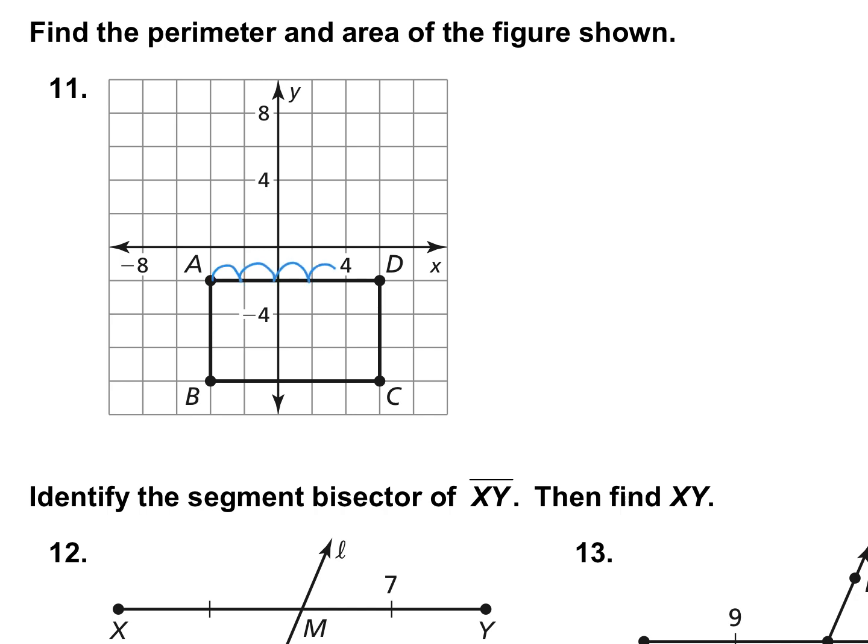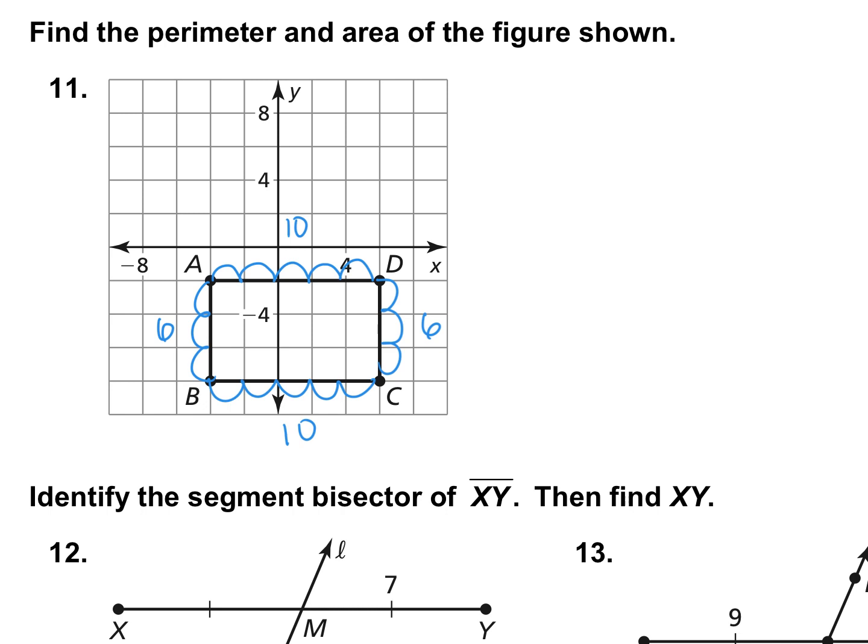2, 4, 6, 8, 10. I have 10 units on the top. 2, 4, 6, 8, 10. 10 units on the bottom. 2, 4, 6 units on one side. 2, 4, 6 units on the other. Please do not count by 1s because you will get the answer incorrect.